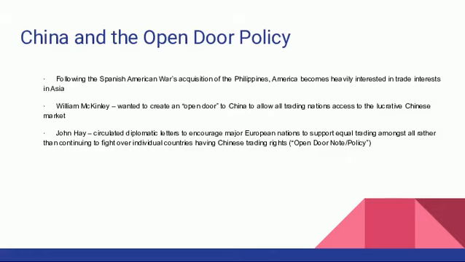China open door policy. I would highlight John Hay. He's a really good sourcing. I'm not going to focus on this a ton. You should already know what it means. Basically, America agrees with other European nations not to fight over the Chinese trade grounds.